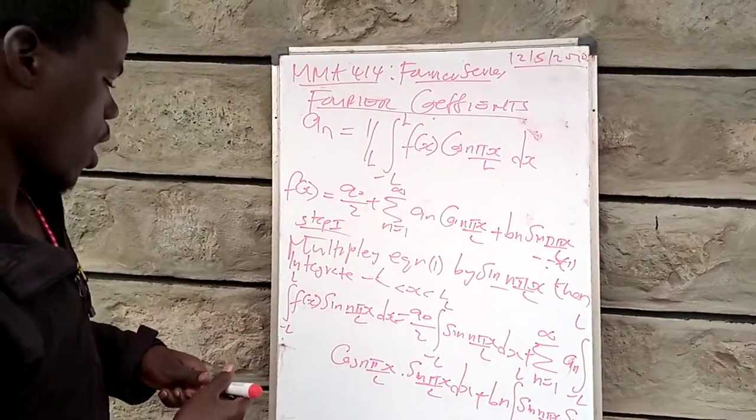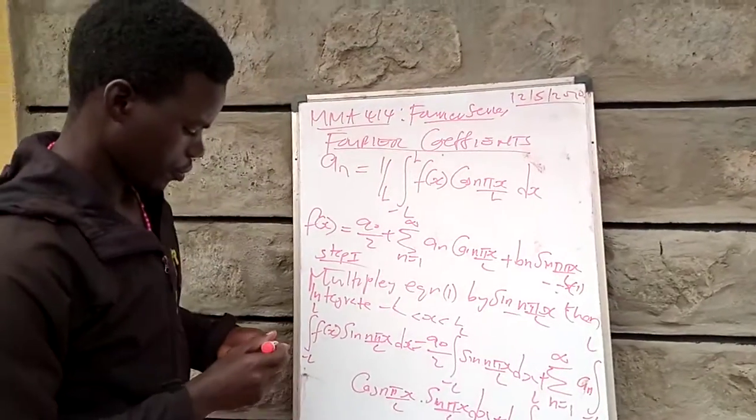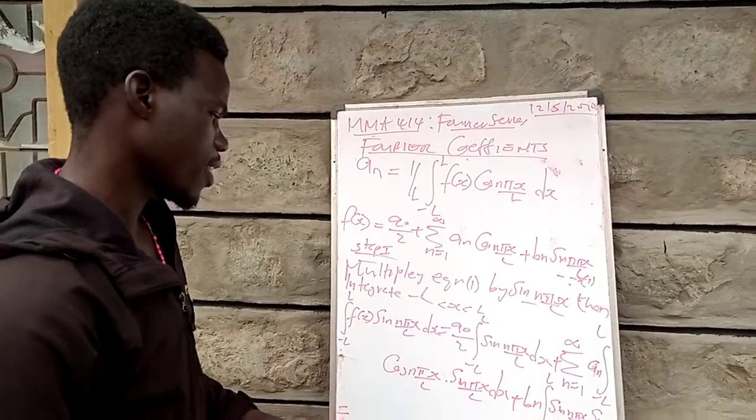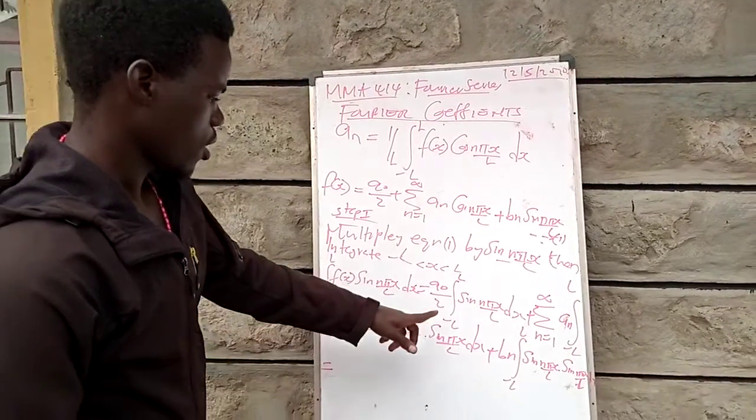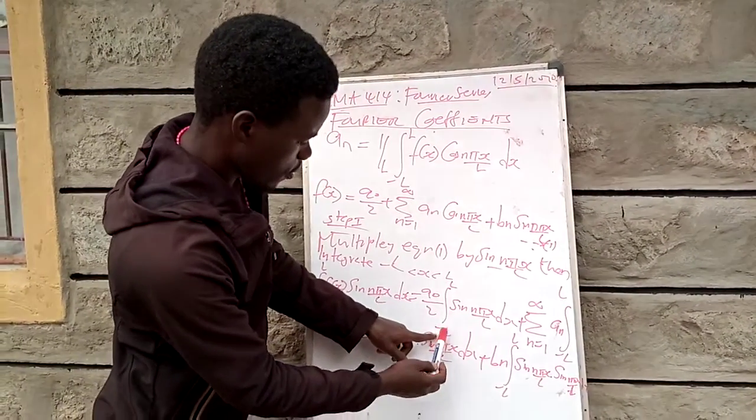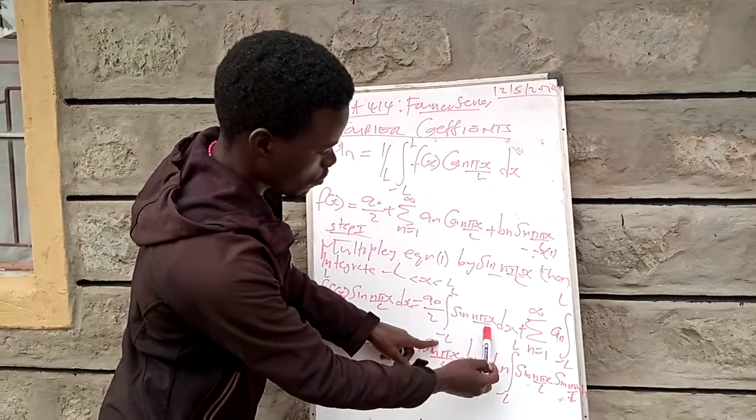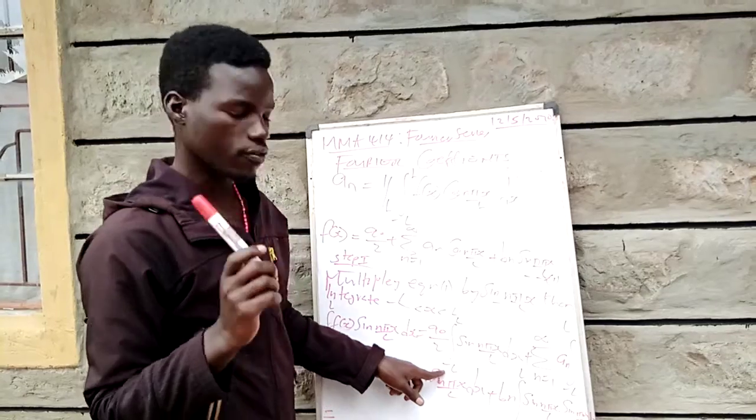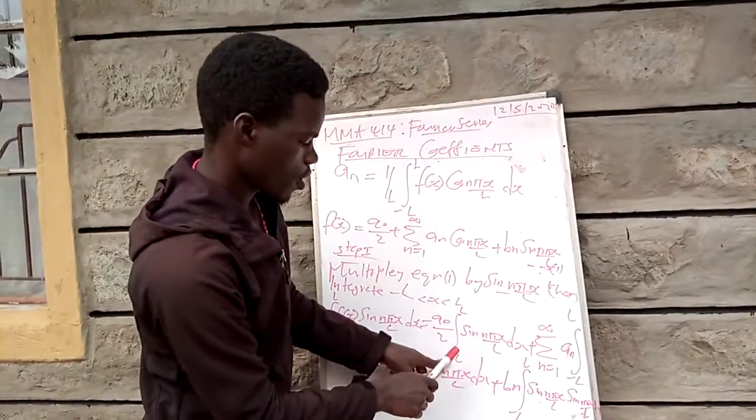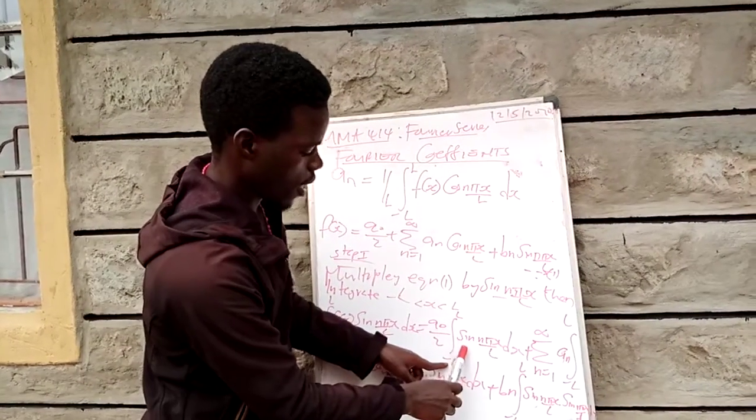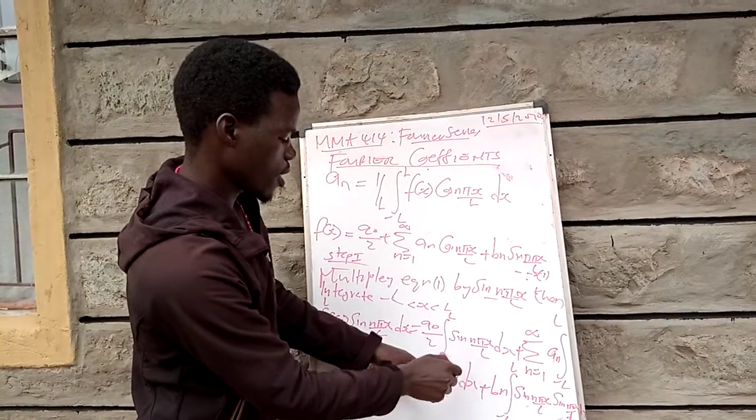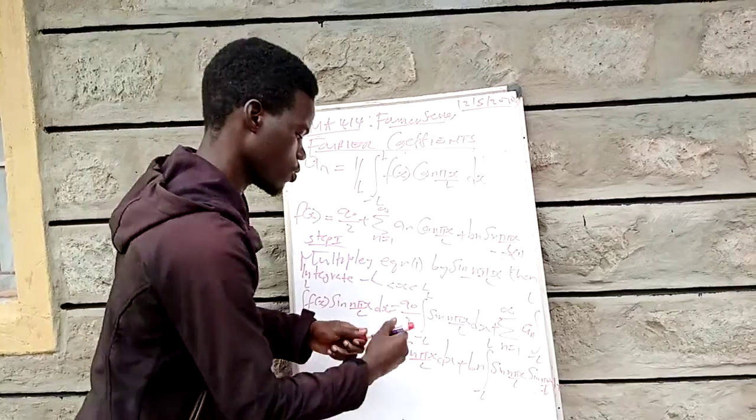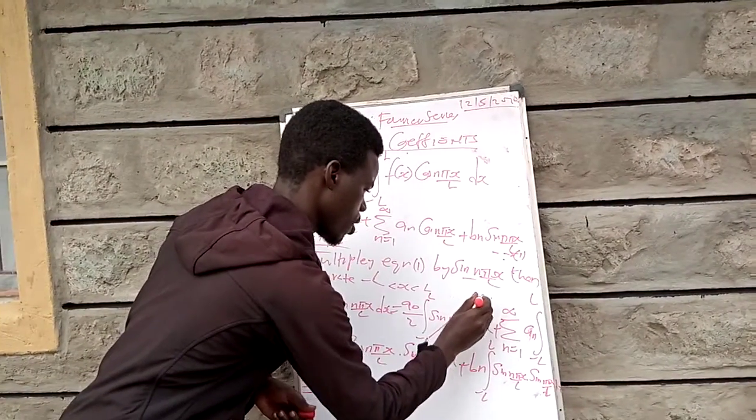So we now recall the properties of odd and even functions. As you can see here, sine is an odd function. And what is the property of an odd function? The property of an odd function is that if you integrate under symmetric limits, the integral is always equal to 0. So this one drops down to 0.